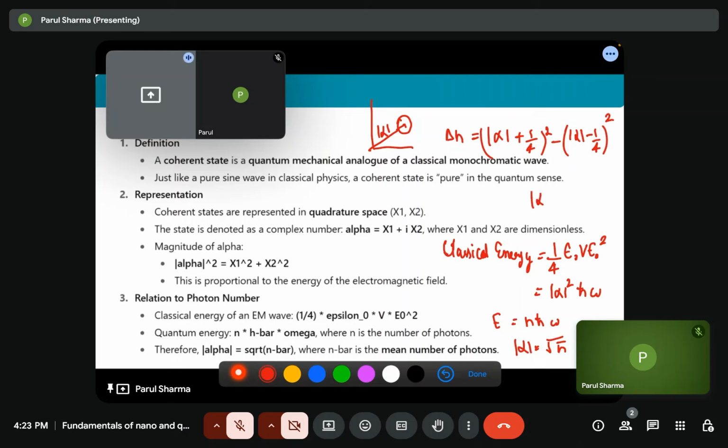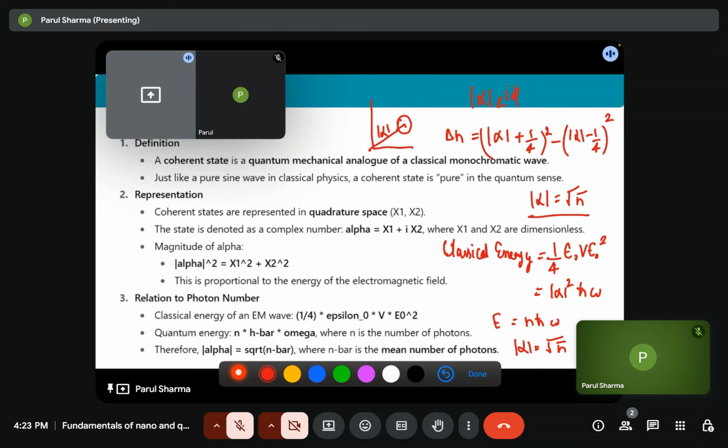That is, alpha equals the square root of n. So coherent states exhibit minimum uncertainty, and that's why they follow Poisson statistics. Therefore delta n equals the square root of the mean number of photons. We can also talk about alpha as magnitude and phase, that is alpha e to the i phi.